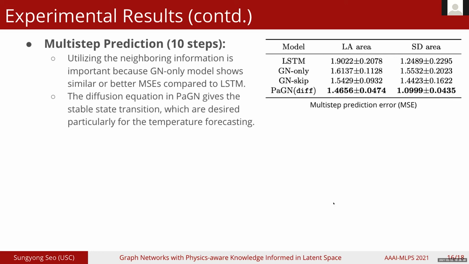First, the result implies that utilizing neighboring information is important, because a GN-only model shows a similar or better MSE compared to the LSTM, even though it has a simple recurrent module that is not as good as that of the LSTM. Second, we found that the diffusion equation in PAGN gives a stable state transition, and the property provides slowly varying latent states, which are desirable particularly for climate forecasting.